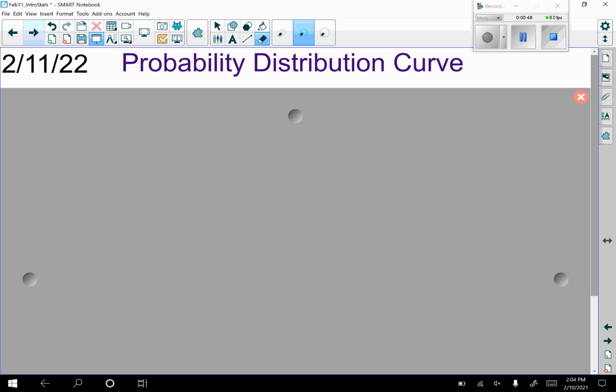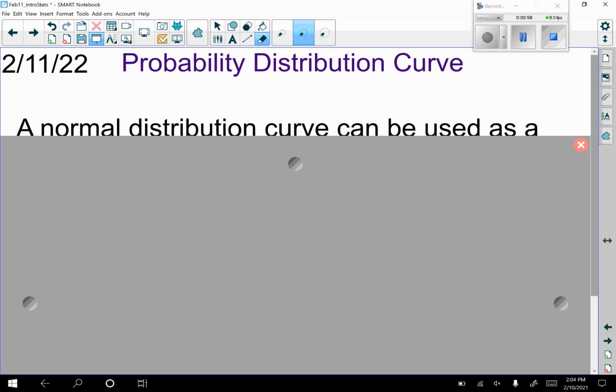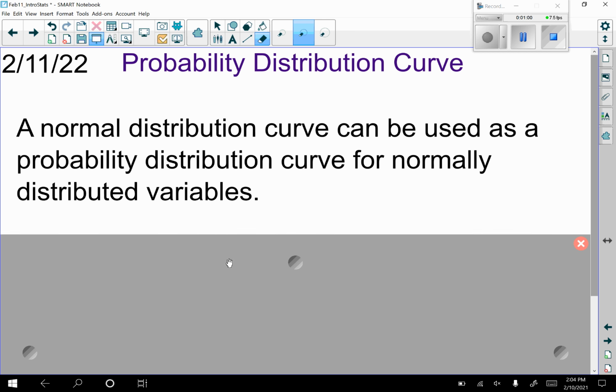All right, so we're continuing with section 6.1, but now we're going to take a look at the standard normal distribution as a probability distribution curve. As I was mentioning, when we have the area under the curve, it could be thought of as the probability as well. A normal distribution curve can be used as a probability distribution curve for normally distributed variables.